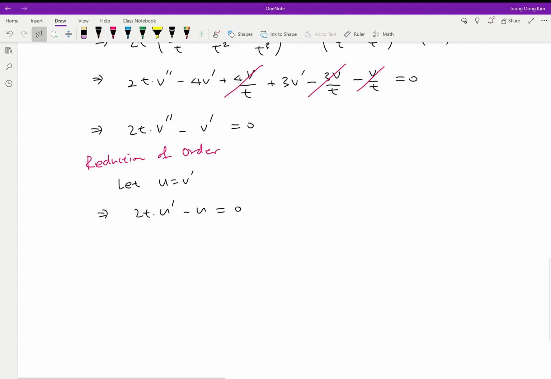So let me divide by 2t on both sides. We assume t is not equal to 0. And u prime minus 1 over 2t u is equal to 0. Is that clear so far?